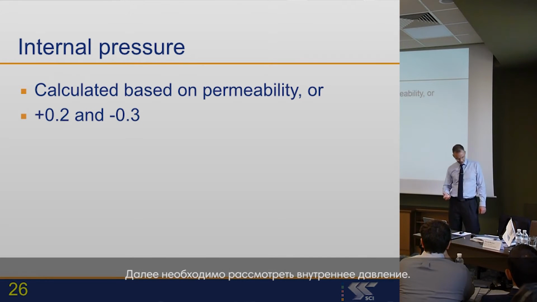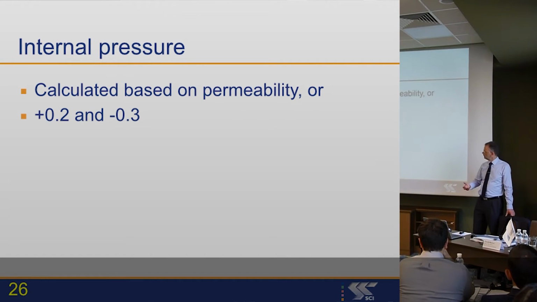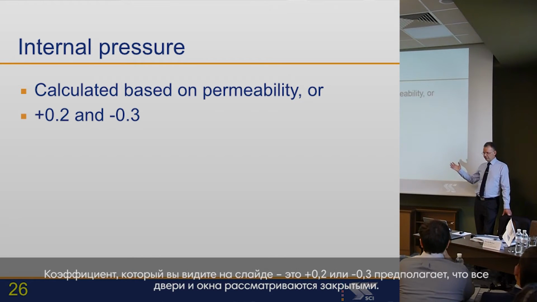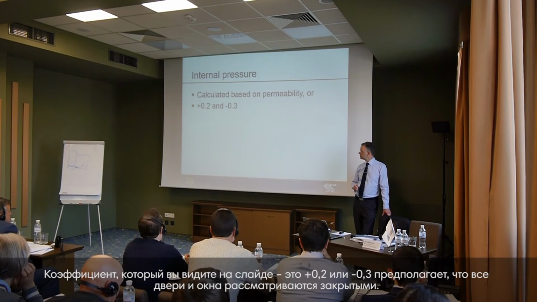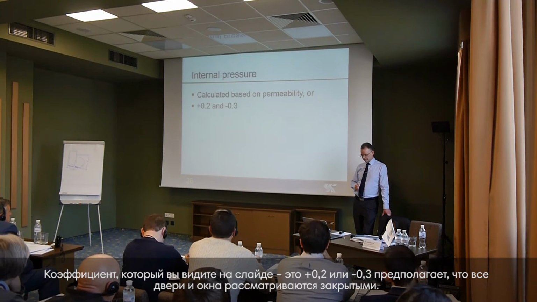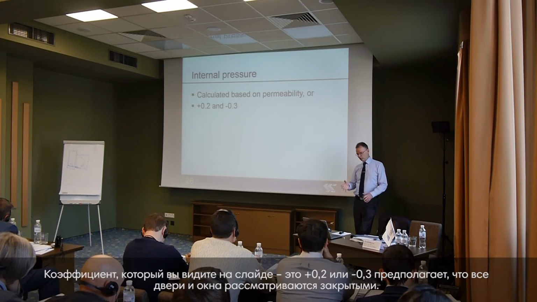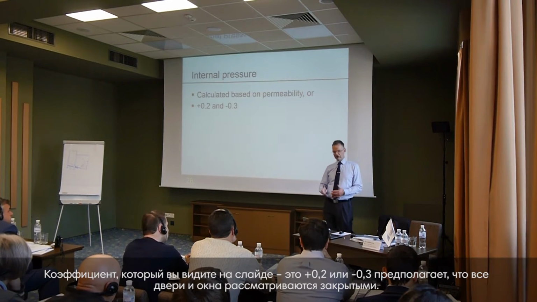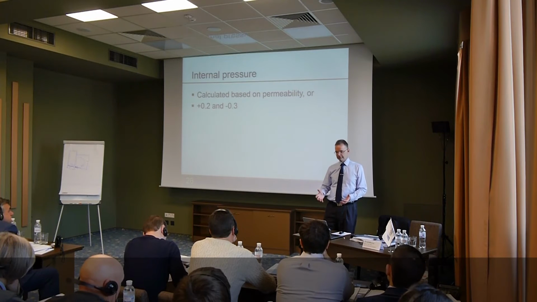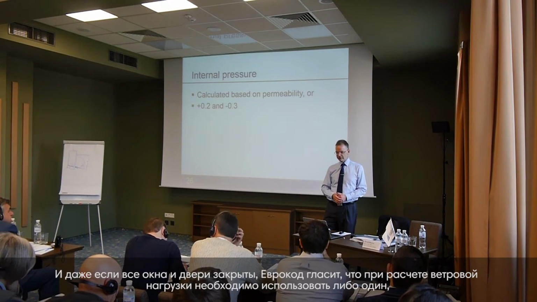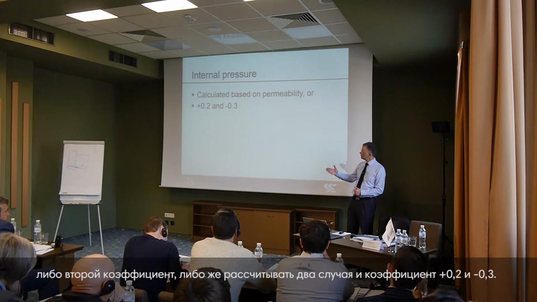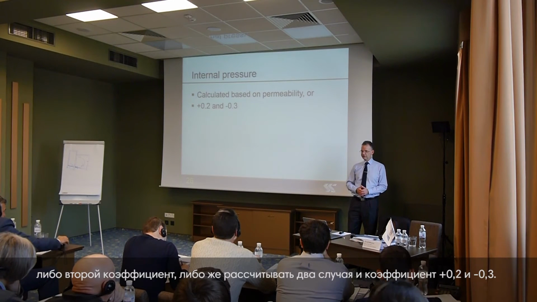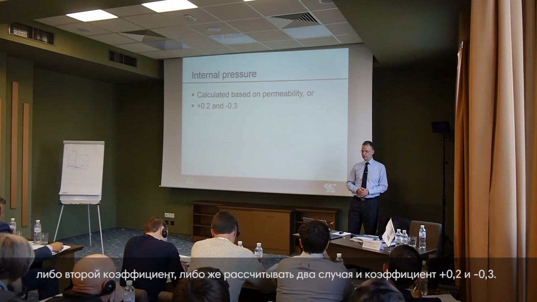Then there is an internal pressure. The coefficients that you see on the screen here, plus 0.2 or minus 0.3, they assume that all the doors and the windows are shut. So even if all the doors and windows are shut, the Eurocode says you either calculate the internal pressure coefficients or you use the two cases, plus 0.2 or minus 0.3.